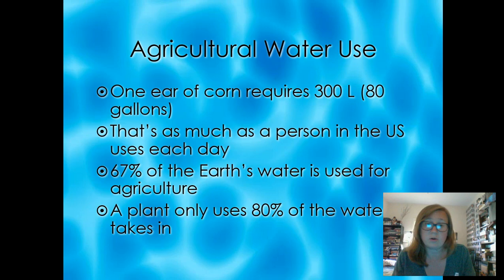That's a lot. That's as much as one person uses each day. That's a lot of water we are using, by the way. So 60%, 67%, of our Earth's water is used for agriculture, which we need. I mean, we need to eat. Okay, so that's a lot of water. And a plant only uses 80% of the water it takes in. That's fairly efficient, just saying, plants.